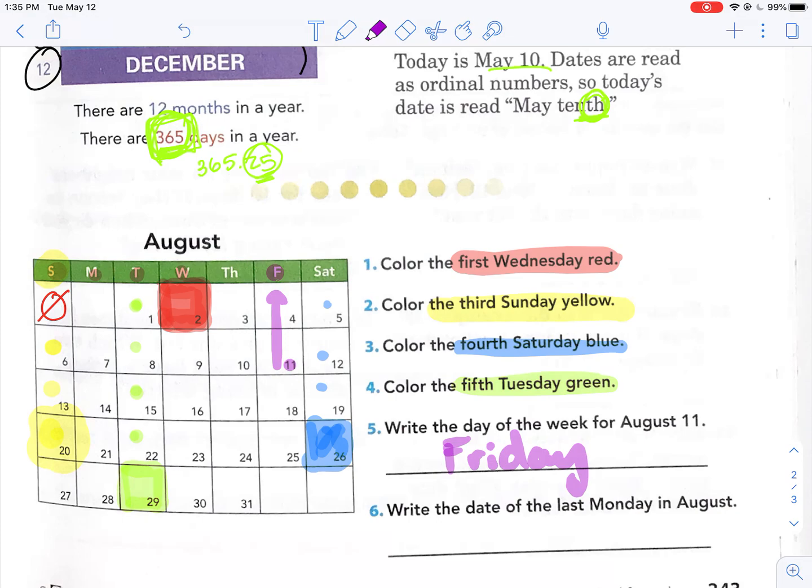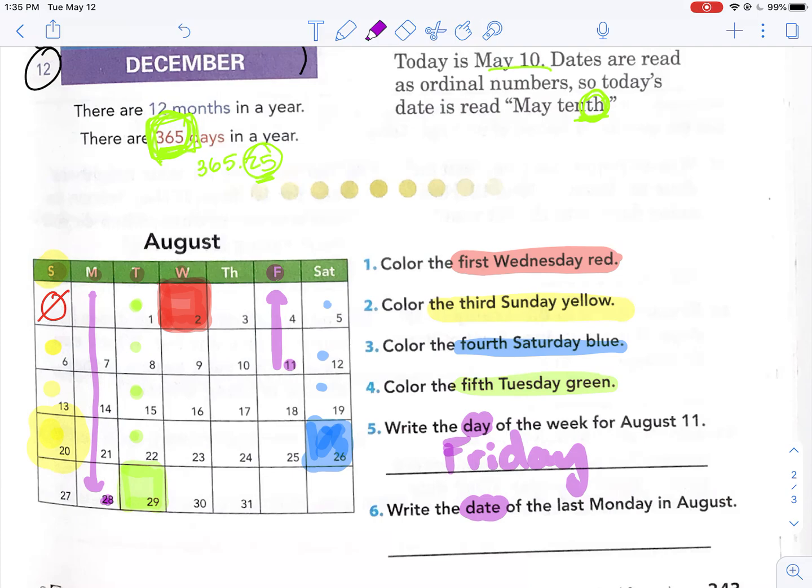Write the date. So this is the word day. If you're looking for day, it's actually going to be the name of the day. The date. Write the date of the last Monday in August. Okay, last Monday. Let's look at the last Monday. There's the last one. What's the date?